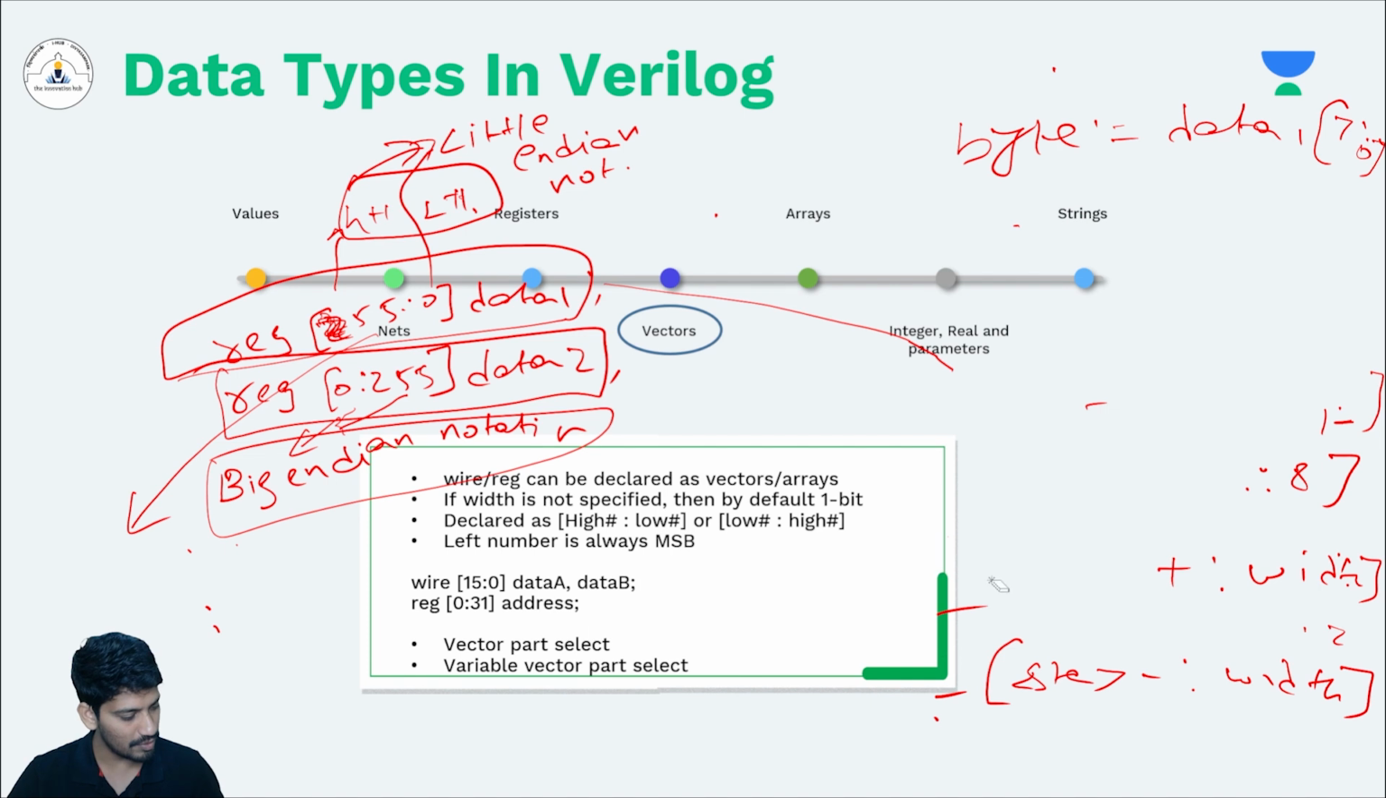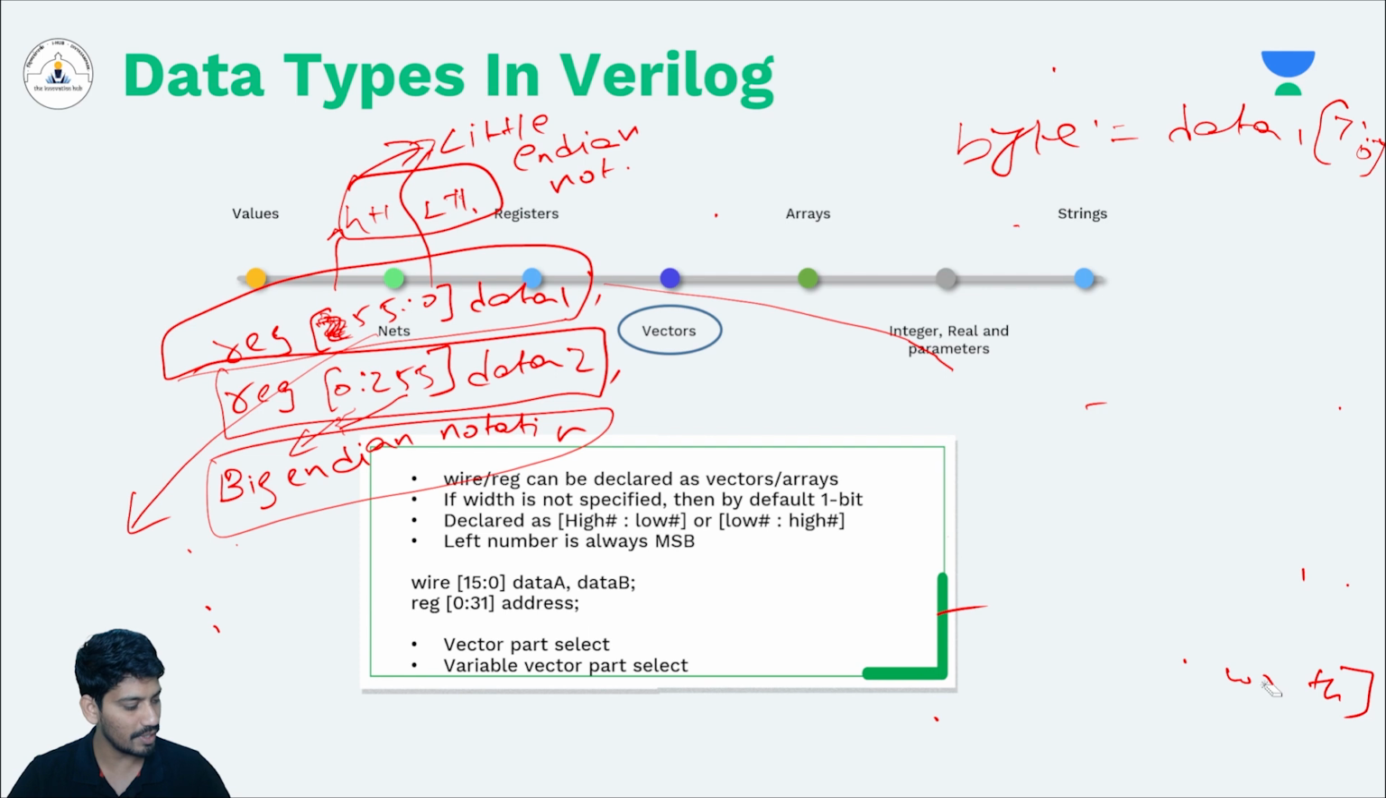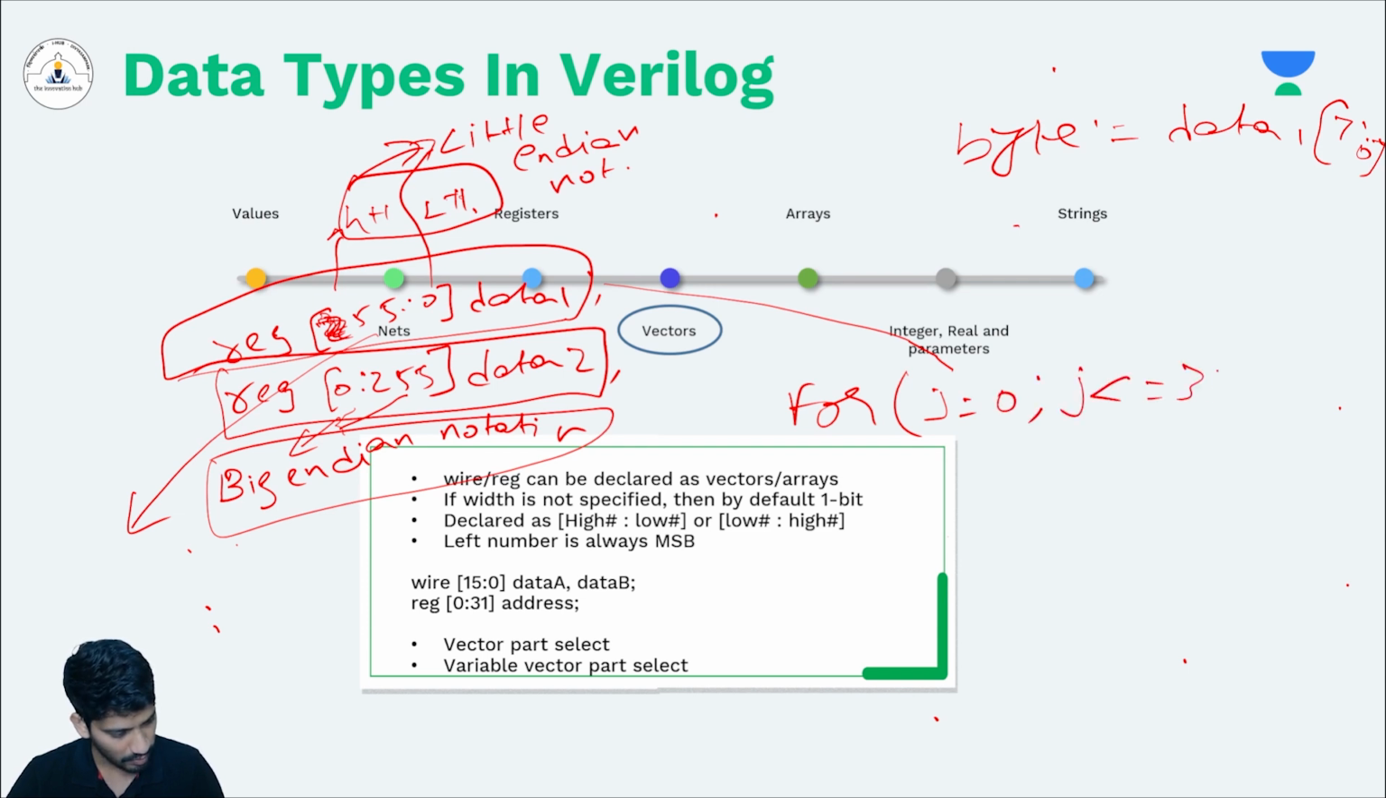Instead of getting individual bytes, I will write a for loop and get all the various bytes that are available inside the data bus, which is a 256 bit data bus. So how to do that? First, I will define my for loop. For j = 0; j less than or equal to 31; j++.